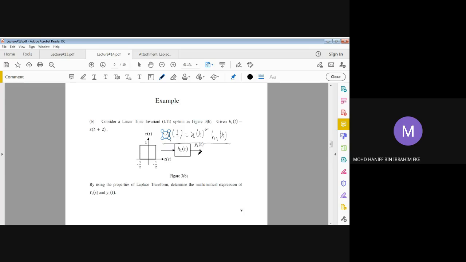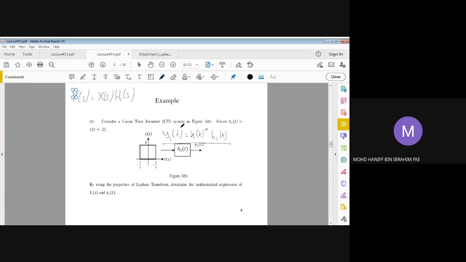Since this is a convolution, what we have to do is apply the properties of convolution for the Laplace transform, in which the Laplace transformation results in the multiplication of both X(s) and H1(s). So we're going to have Y1(s) equal to X(s) multiplied with H1(s). Simply a multiplication. For this particular case, we need to know what X(s) is and what H1(s) is.